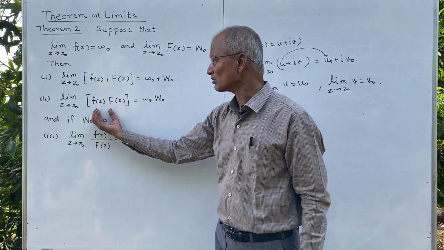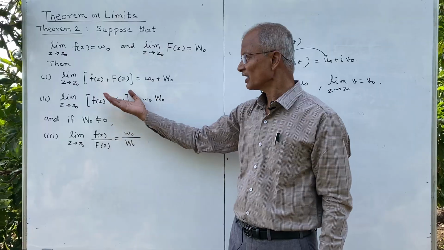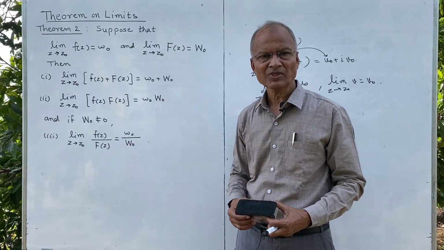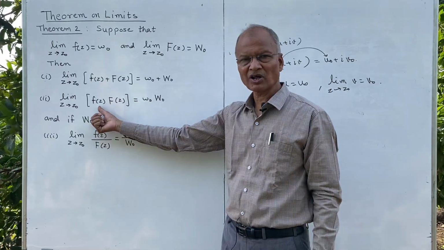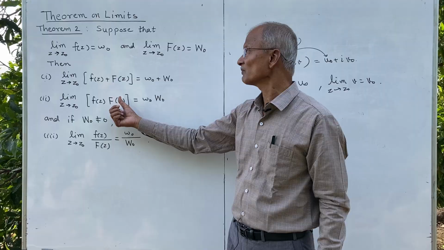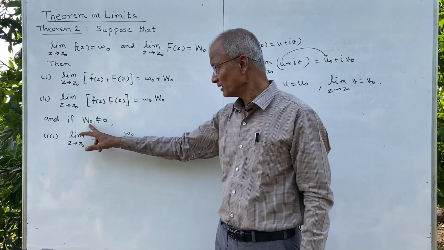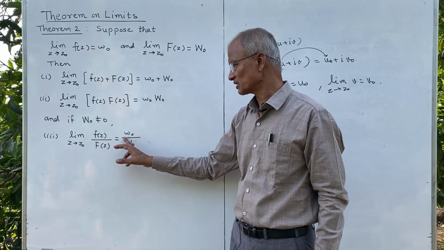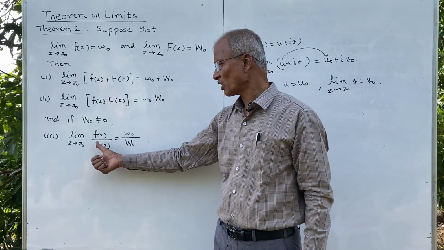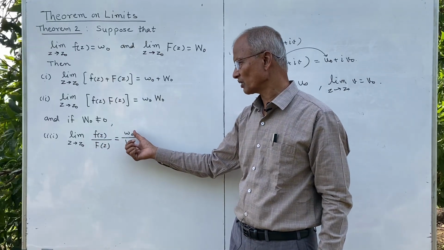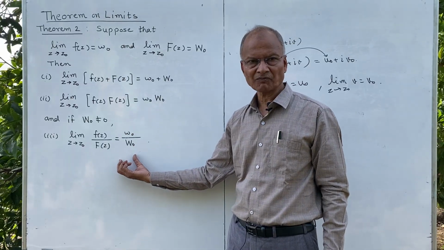And similarly, for the product of two functions, limit as z tends to z naught of f of z into capital F of z, the same theorems we have studied in real analysis, or in calculus. This is equal to the limit of the first function, small f, that is w naught, into the limit of the second function, that is capital W naught. And for the quotient, the condition is capital W naught not equal to 0, because it is the denominator. So, if this capital W naught is not 0, then the limit of the quotient of small f and capital F is equal to the quotient w naught divided by capital W naught, that is the limit of f of z divided by the limit of capital F of z.